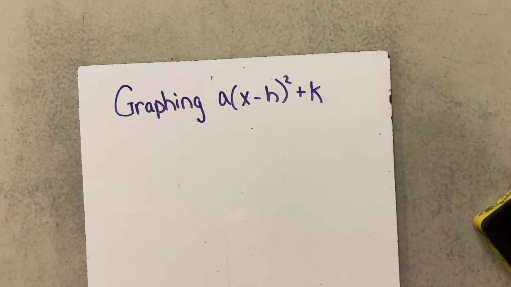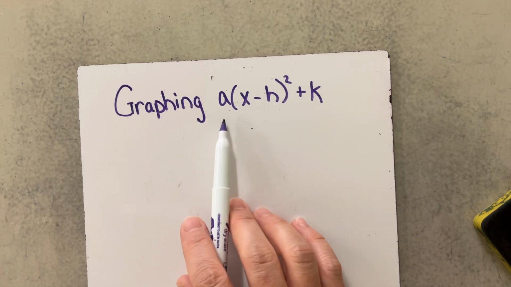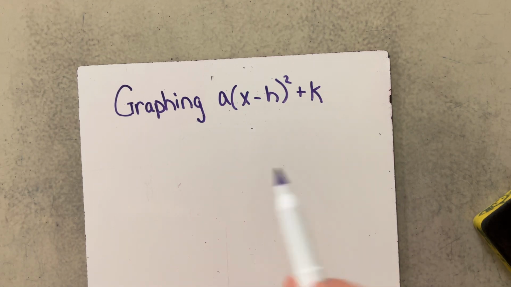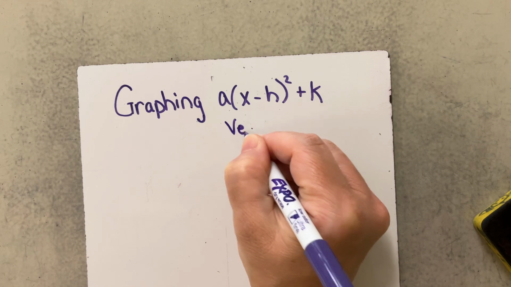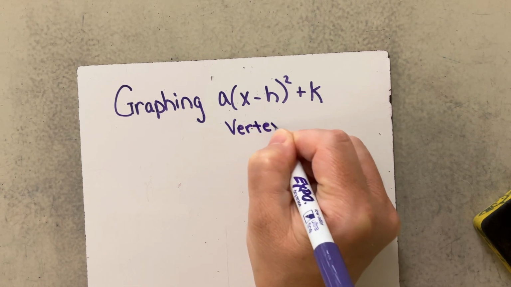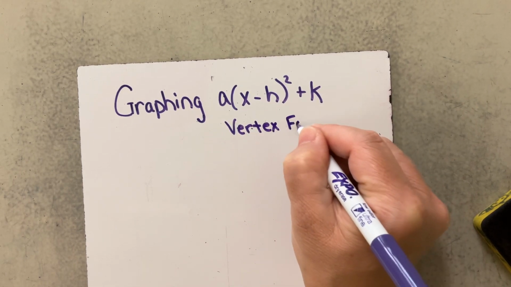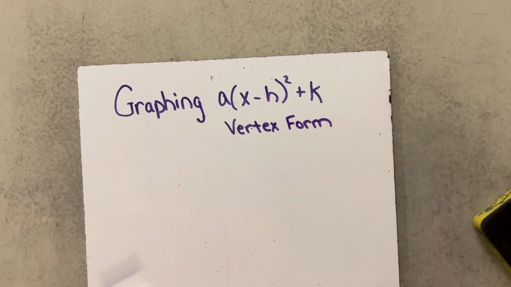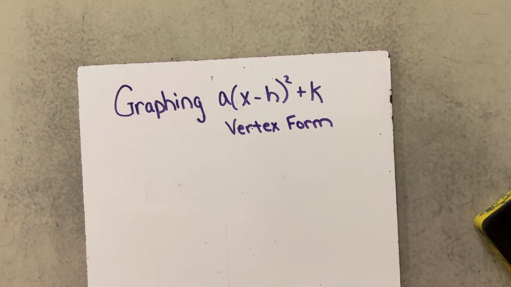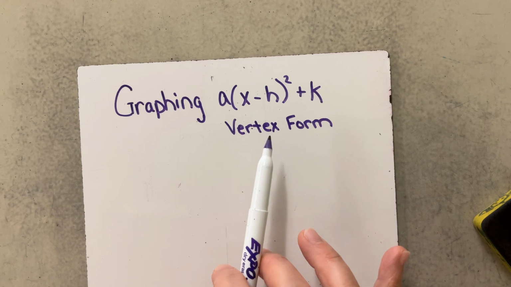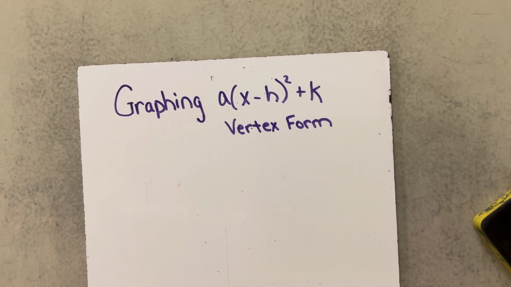Right, we are going to look at graphing when it is in this form. This form is known as your vertex form. If your quadratic equation is in this form, it is very easy to pick out the pieces we need, okay?